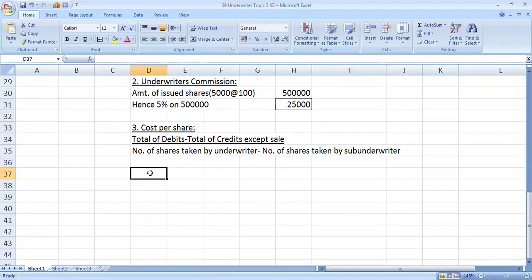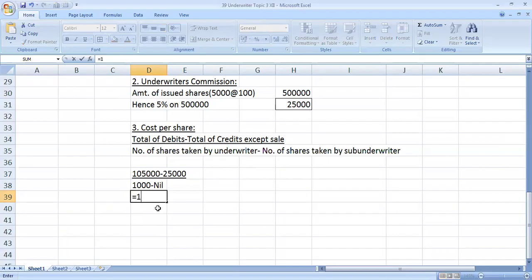Now here the total of debit is ₹1,05,000 minus total of credit except sale, that is 25,000, divided by number of shares taken by underwriter, that is 1,000. Here is no sub-underwriter, hence nil. One lakh 5,000 minus 25,000 equals 80,000, divided by 1,000. It means ₹80 is the cost price per share.